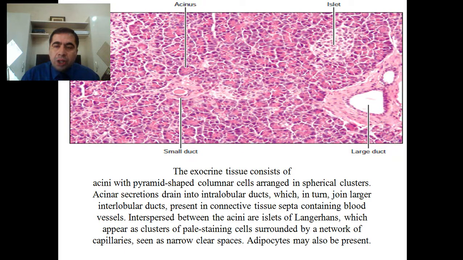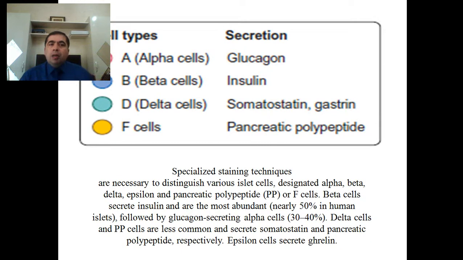During our lecture about the endocrine system, I will note that one of the main features of the endocrine system is the very rich capillary network around them. And about the cell types of the endocrine pancreas: alpha cells produce glucagon, beta cells produce insulin, and somatostatin and gastrin are produced by delta cells, and the pancreatic polypeptide is produced by the F cells.